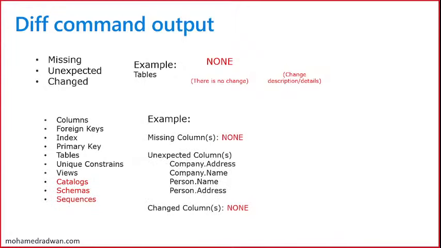As an example, as you can see, missing columns, there is no missing columns, which means that I don't have anything in the target, the integration database, which does not exist on my local database. But unexpected columns means that I have some columns in my local database as developer 1 or developer 2, which do not exist in the source or the integration database. And here's the changed columns.